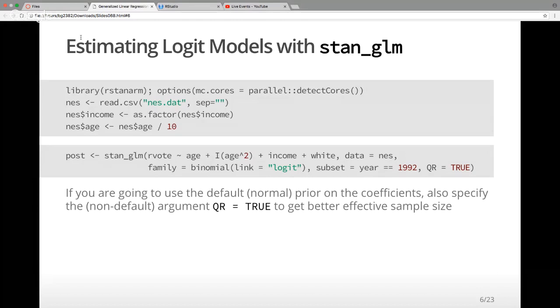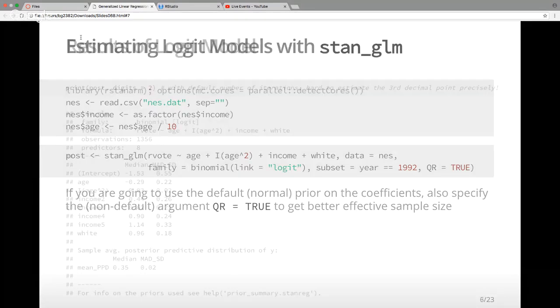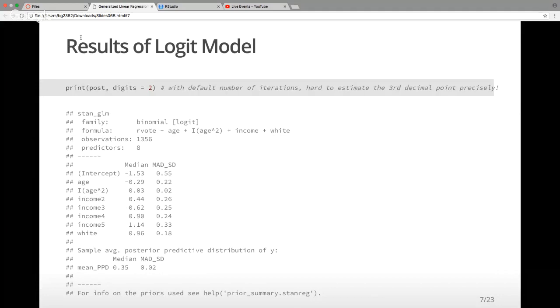Okay. So, all right. Here is the output that you would see if you do print post, digits equal 2. By default, digits is 1, mostly because Andrew doesn't think people should be looking past the first decimal point anyway. But when you see frequentist stuff, it's entirely common to see a table like this, and it'll have 8 decimal points for one of these estimated coefficients, and that's silly in part because no one really cares about the 8th decimal point, but it's silly in this context because we're doing a default number of MCMC iterations.